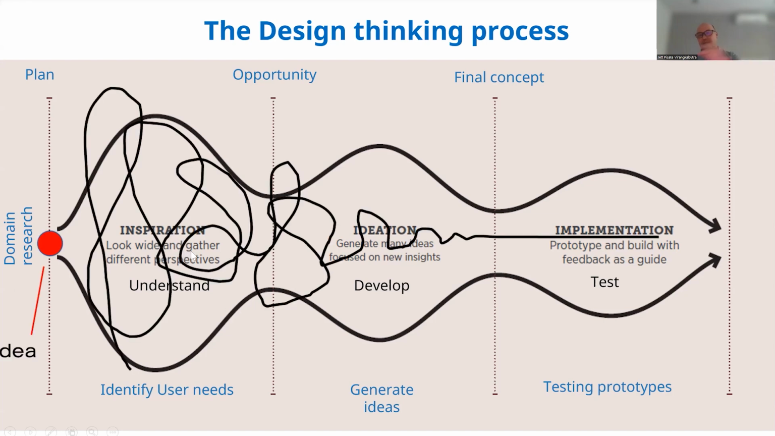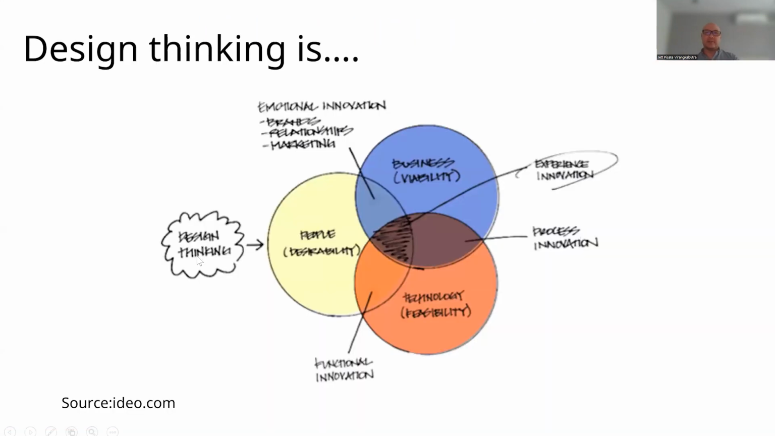And it suits well with the fuzzy front end. But design thinking actually has three important factors. One is desirability, which is people. Second is technology, feasible, how we can use the technology to solve problems. And third is viability, which is business. And business is how you can sustain whatever you're doing.